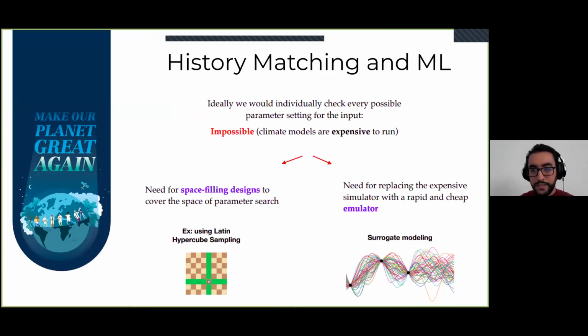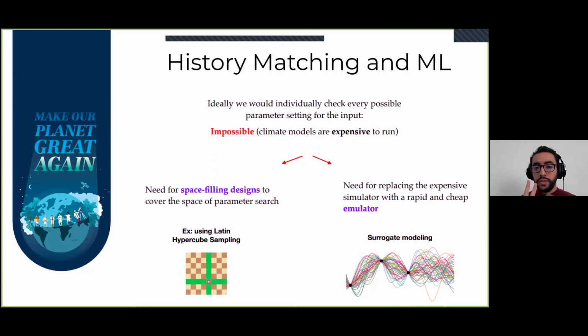Okay, thanks. So history matching and ML, as I said, there are a lot of close connections between both fields. Try to imagine with me the situation. You have a climate model, and if you have infinite computing power, what would you do? You would check every possible parameter setting for the input, right? For example, you know that parameter alpha is maybe between -10 and 10. We will just try millions of examples of this parameter alpha and run your model and check it. But of course, in reality, this is impossible. Climate models are very, very expensive to run.